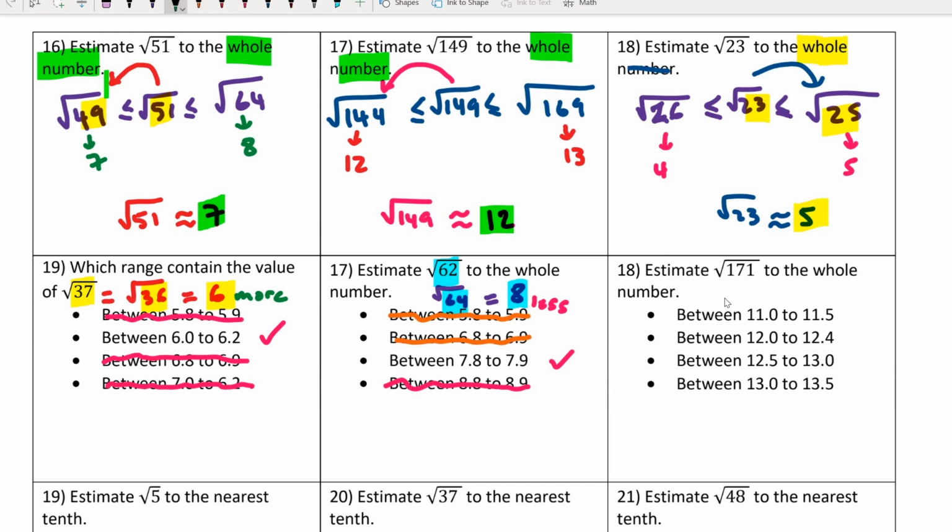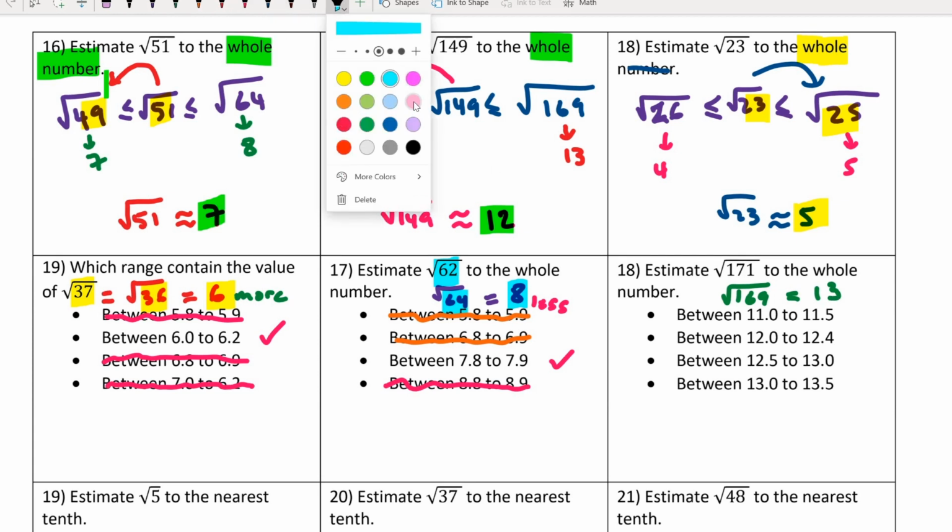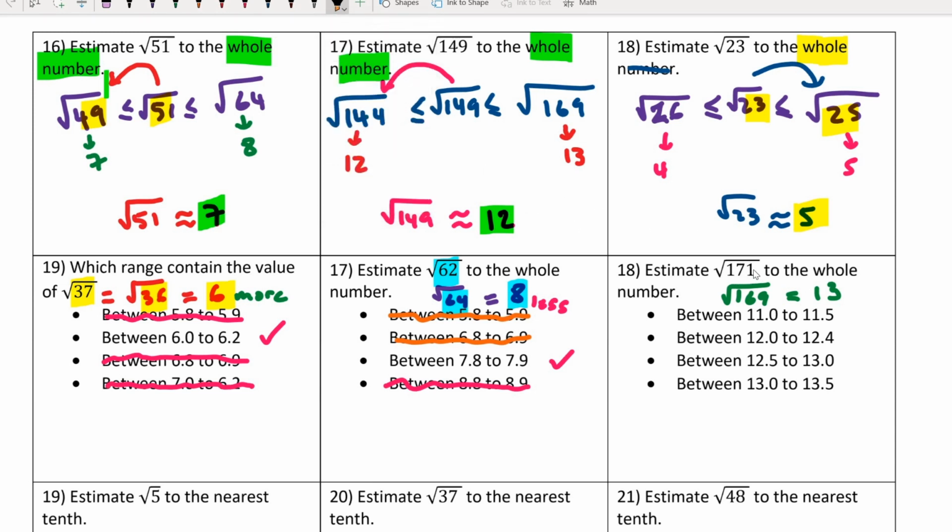Square root of 171. The closest one is square root of 169, which would give you 13. Now, question is, is this 13 more or 13 less? 171 is bigger than 169, so that will be 13 more. Bigger is more. So more than 13, that will be the last option.